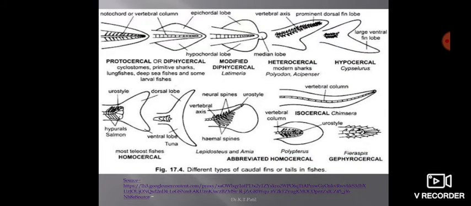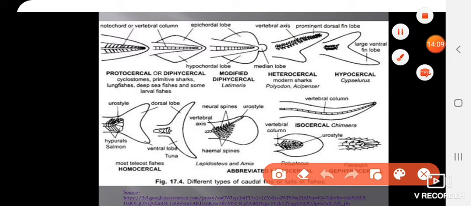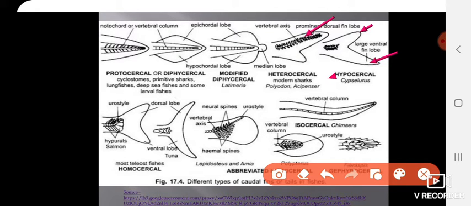Opposite, see the another one, hypocercal. Hypocercal is the reverse of the heterocercal. In this case, the dorsal side or epicaudal is smaller and the lower side hypocaudal is larger. Hypocaudal is larger in size, meaning the dorsal lobe is smaller and the ventral lobe is larger. In a heterocercal tail, the dorsal lobe is larger and the ventral lobe is smaller. Such a tail is called hypocercal, the reverse of heterocercal.